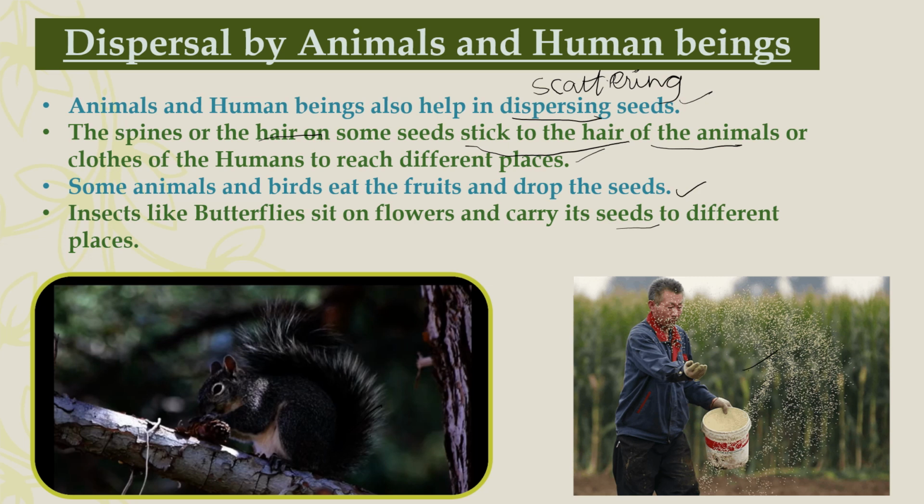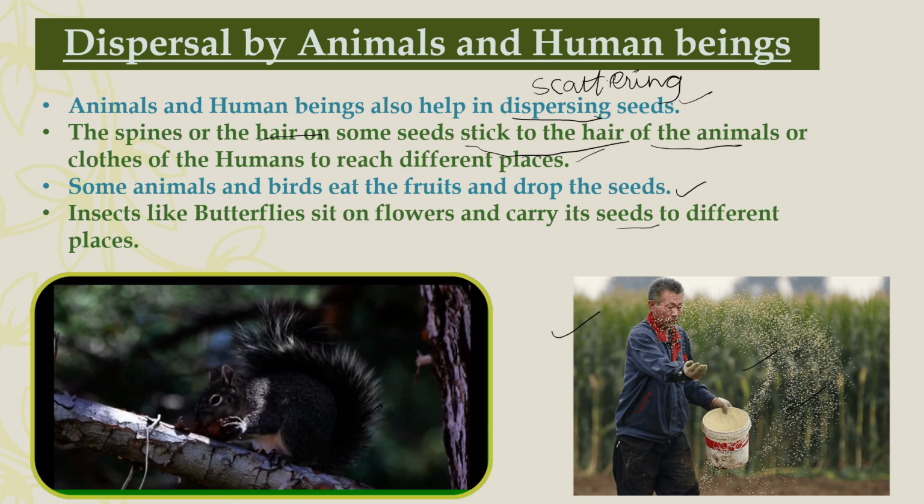And humans, if the seeds are not sticking to their clothes, sometimes, if you're talking about people who have the profession of growing plants, for example the gardeners or the farmers, they spread seeds intentionally. Gardeners and farmers scatter seeds on purpose to make the crops or the plants grow. As you can see in this picture, this person is scattering the seeds himself by hand so as to grow more trees, plants, or crops.